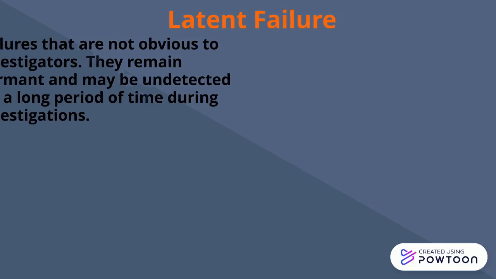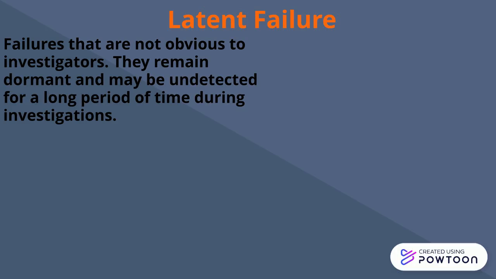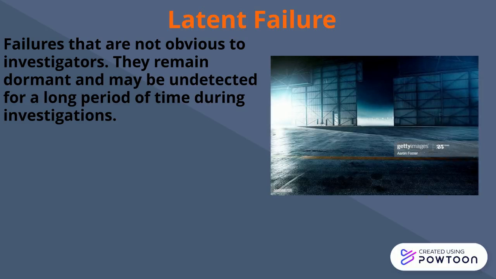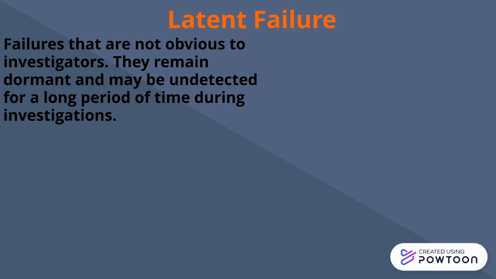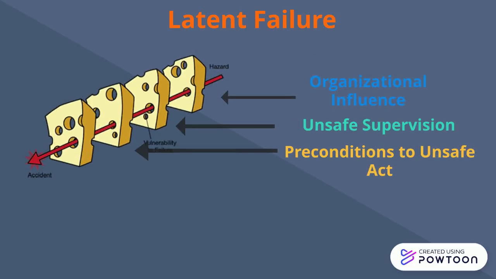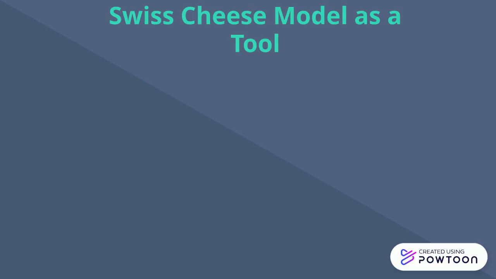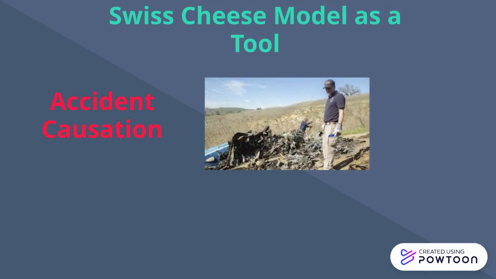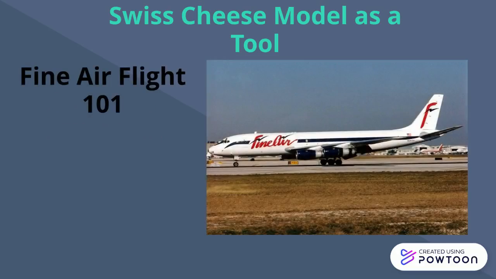Latent failures are failures that are not exactly obvious to investigators. They remain dormant and may be undetected for a long period of time during investigation. In addition, they are associated with the first three levels of the model. As stated previously, Reason's Swiss cheese model is a tool for finding the causation of an accident and analyzing the risks associated with it. I will use the model to explain the Fine Air Flight 101 accident.